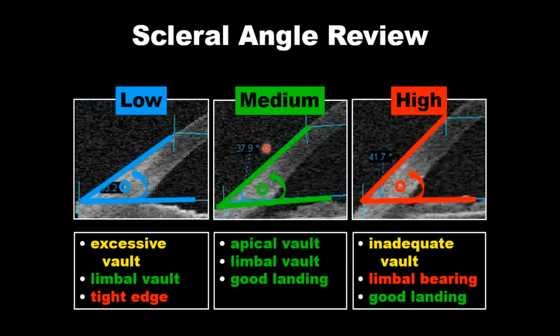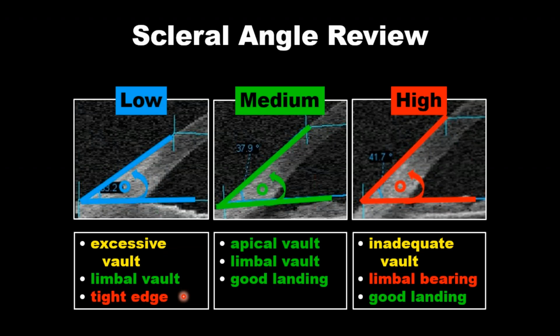When you have a median angle, 38 degrees normal, then your lens is likely to have the appropriate vault, appropriate limbal clearance, and a happy and safe landing. Now, when the scleral angle is lower than average, lower than the trial set was built for, then the good news is that you're probably going to have good limbal vault. You may have a little more central clearance because the depth of the eye is lower than you would assume.